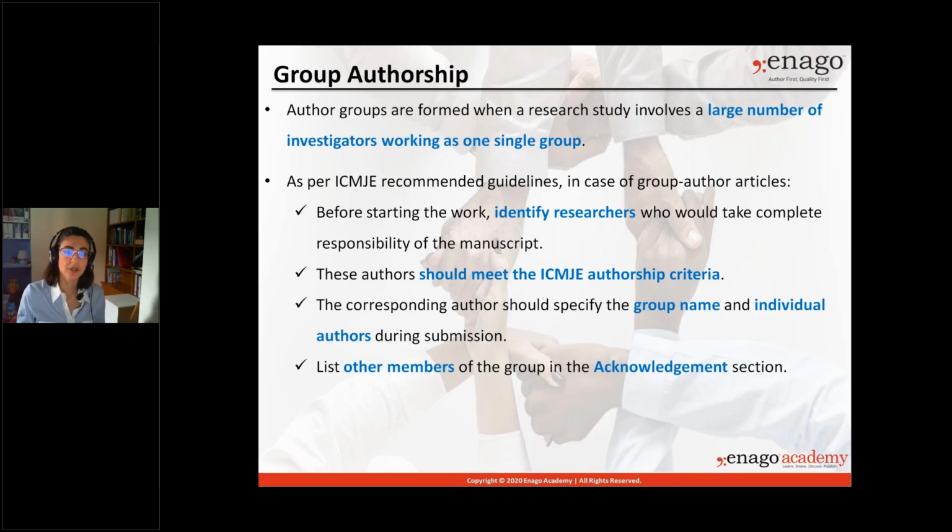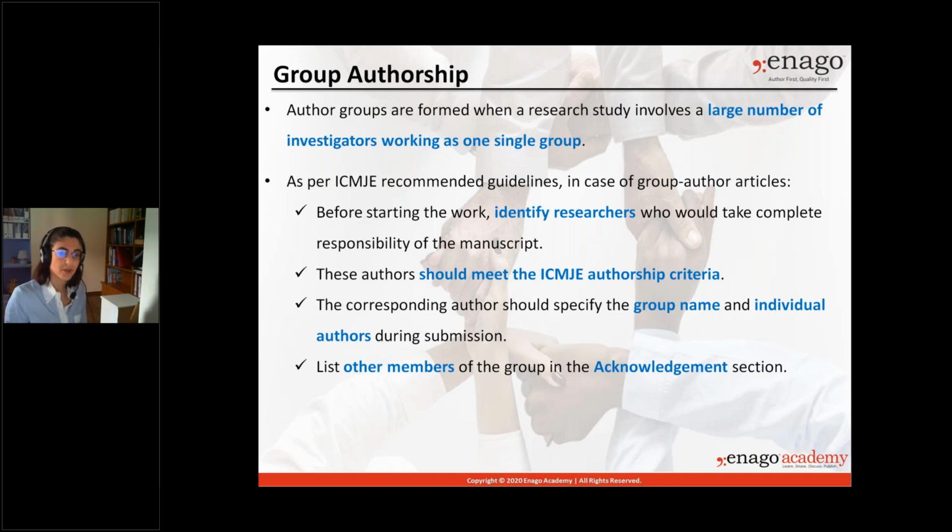Before starting the work, identify researchers who will take complete responsibility of the manuscript, the research work, and the write-up. Which individuals from this large group will be involved in the work for this particular manuscript. These authors, to be authors, need to meet the ICMJE authorship criteria.